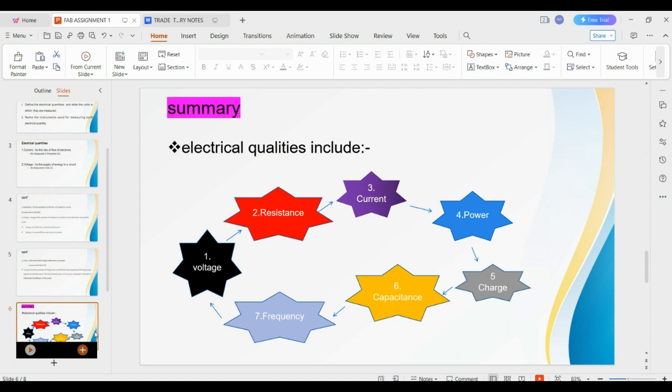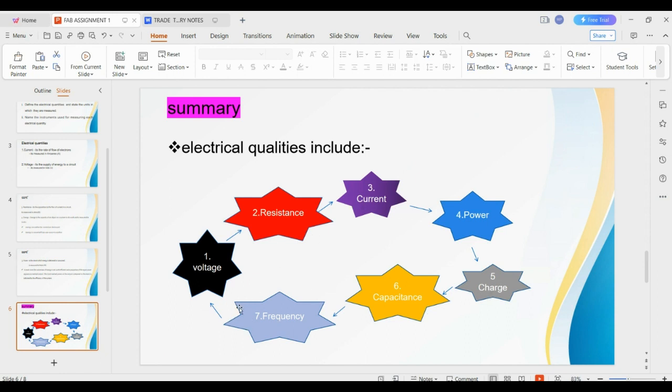Here we have a summary of the electrical quantities. There is an error here, it is supposed to be electrical quantities. We have number one, voltage, number two, resistance, number three, current, number four, power, number five, charge, capacitance, and frequency. This is an infographic summarizing all the electrical quantities that we have, and we have already discussed or defined them by their names, so we know how each one of them is defined.